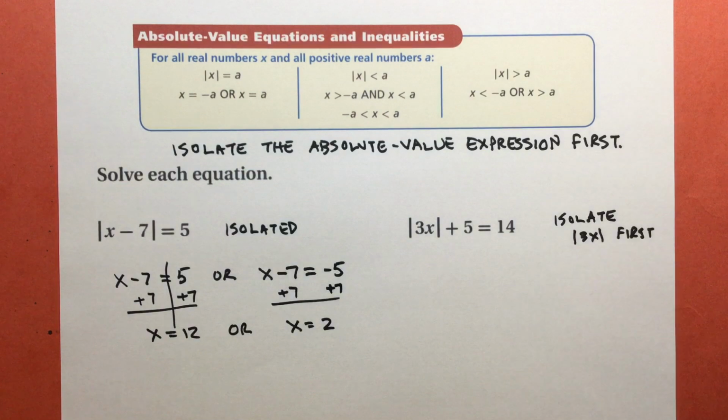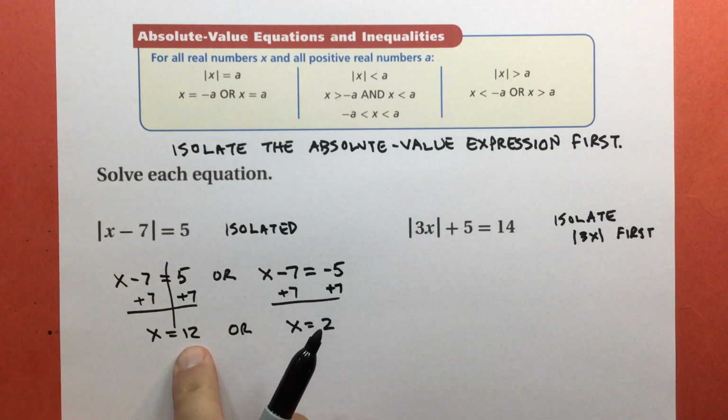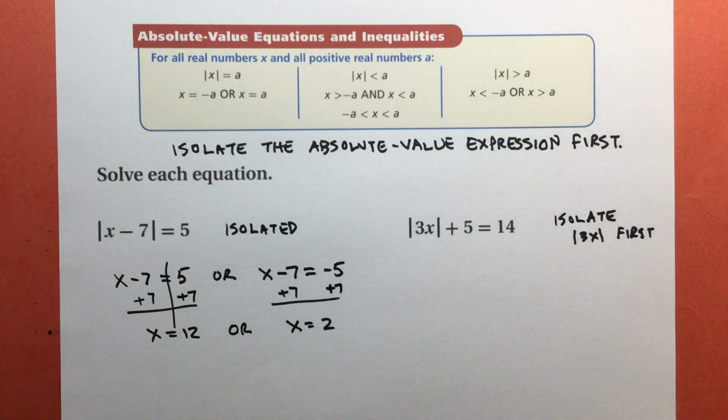That's it. You're done. For this group of problems, the directions are not going to say graph it. Because if you graphed it, all you would do is draw a number line and make a dot at 12 and a dot at 2. That seems a little trivial. So you don't really need to graph that one. Let's move on to the second problem.